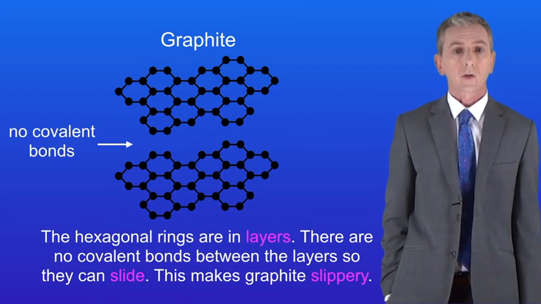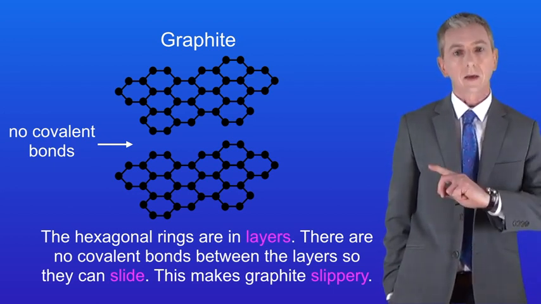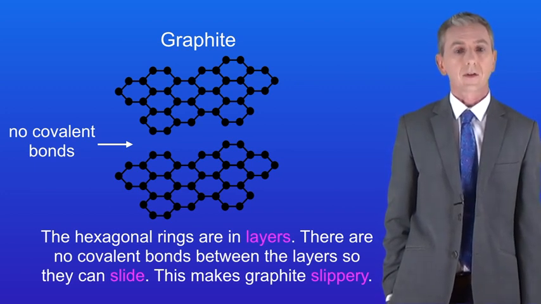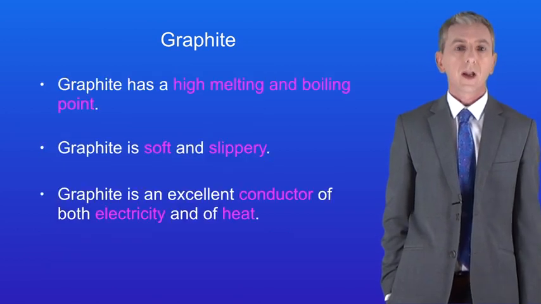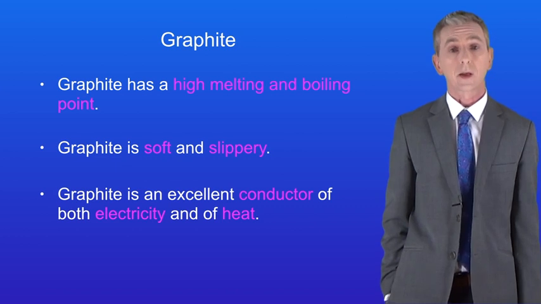The hexagonal rings of carbon atoms are arranged in layers, and we can see these layers here. There are no covalent bonds between the layers, so the layers can slide, and this makes graphite slippery. So we've now seen why graphite has a high melting and boiling point and why graphite is slippery.